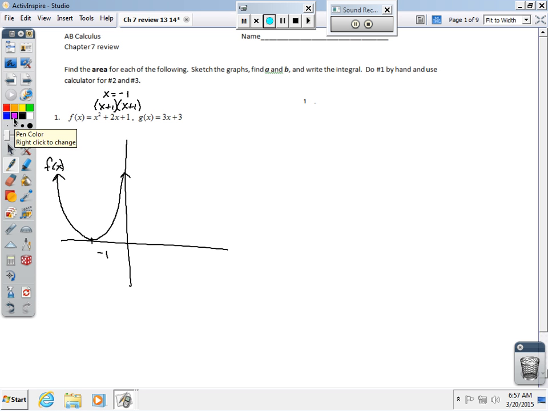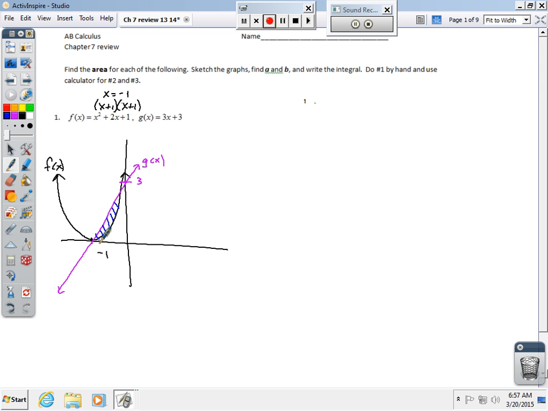All right, the second function is g of x, y equals 3x plus 3. So, I don't know, something like this up at 3. And it's going to go down to, and this graph actually goes right through that point. All right, there's g of x. And we're going to find the area in between the curves. Remember, we're just finding the area in between the curves. We're not rotating it or anything.